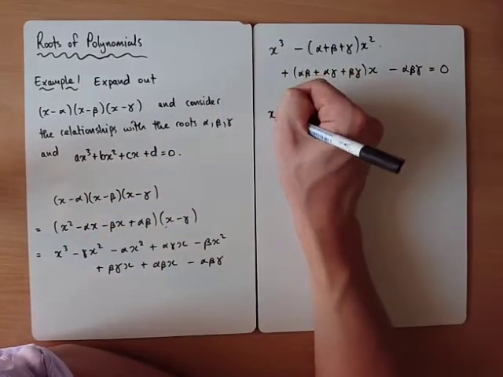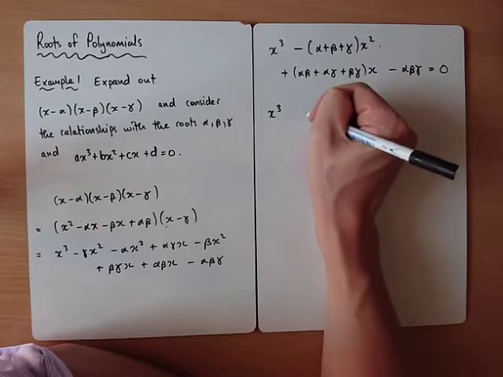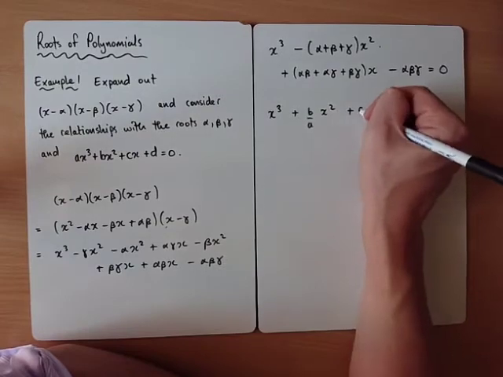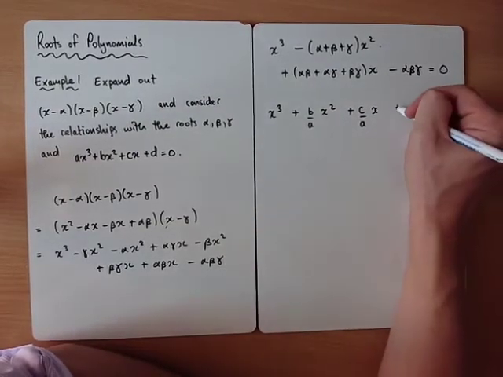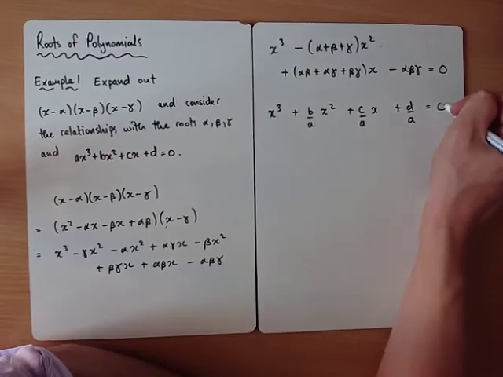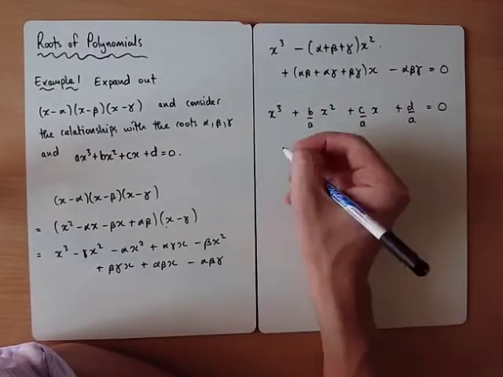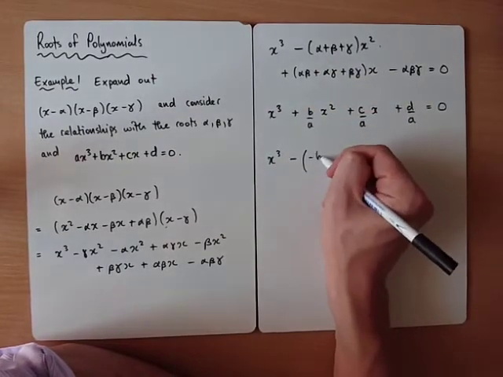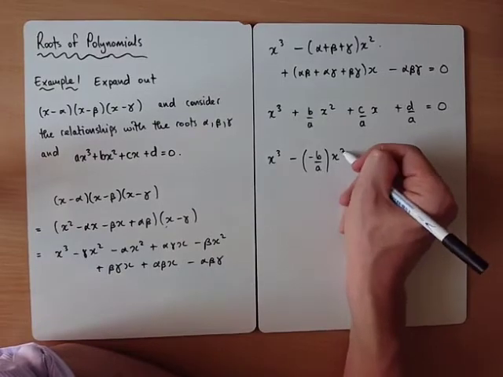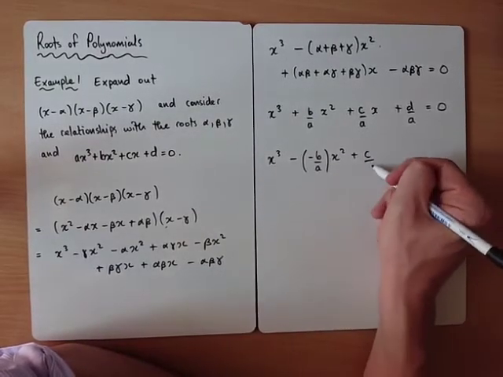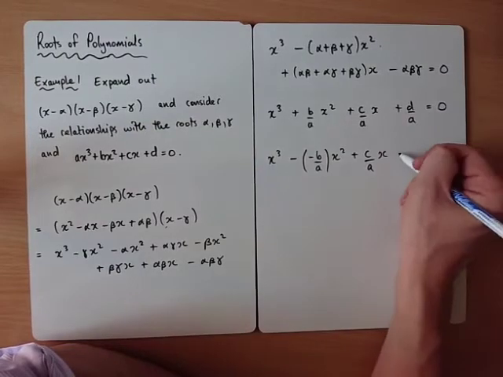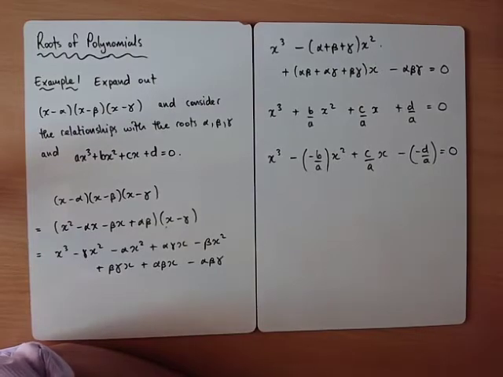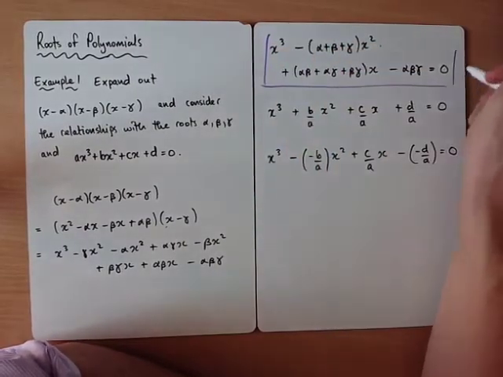So if we compare this with the standard form, again the coefficient is 1, so if we divide throughout, we can say that x cubed plus b over a x squared plus c over a x plus d over a would be equal to 0. And just one little trick with the minuses so we can compare these. I'm going to write it as x cubed minus b over a x squared plus c over a x minus d over a.